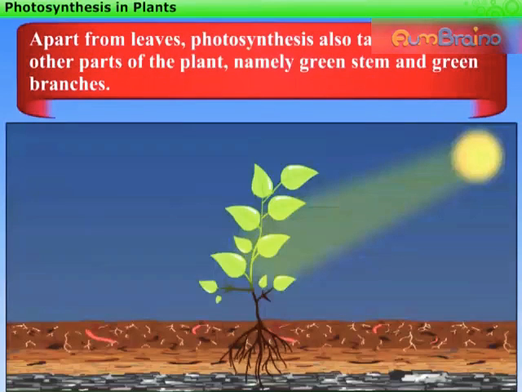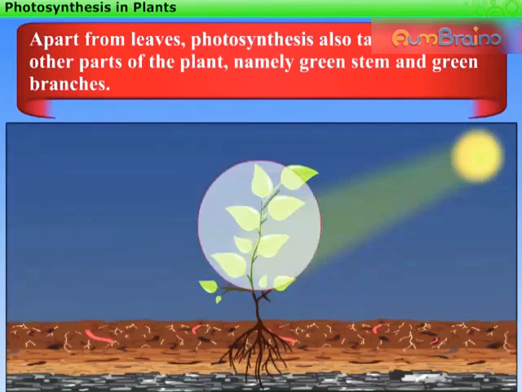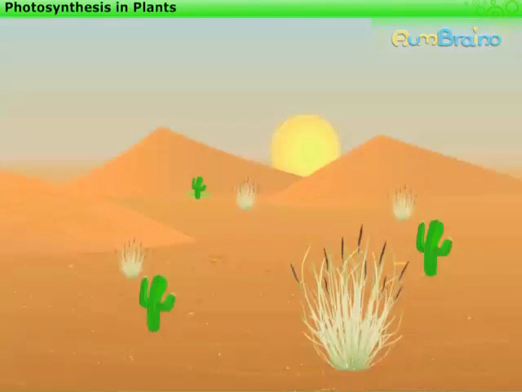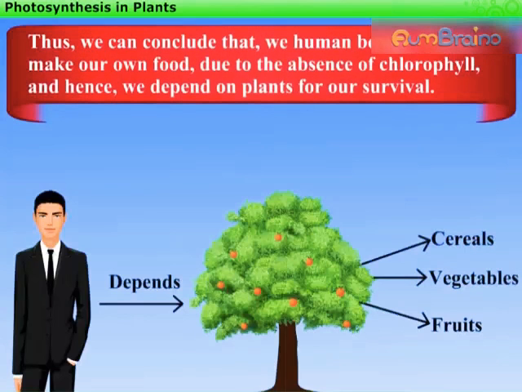Apart from leaves, photosynthesis also takes place in other parts of the plant, namely, green stem and green branches. For example, desert plants have scale-like or spine-like leaves to reduce loss of water by transpiration. Thus, we can conclude that we human beings cannot make our own food due to the absence of chlorophyll, and hence, we depend on plants for our survival.